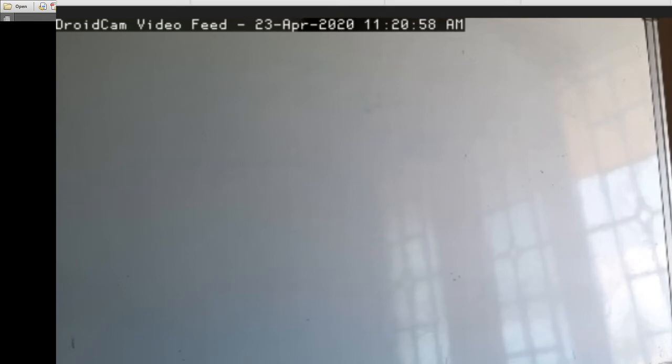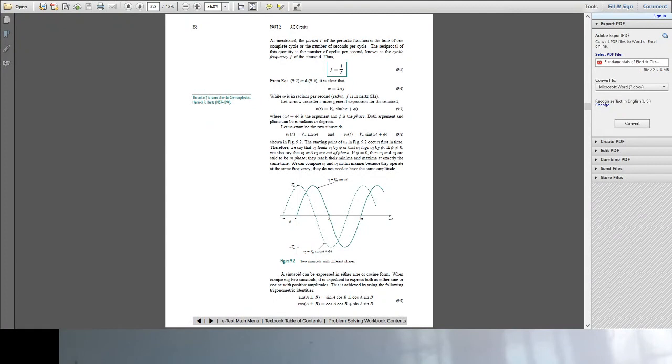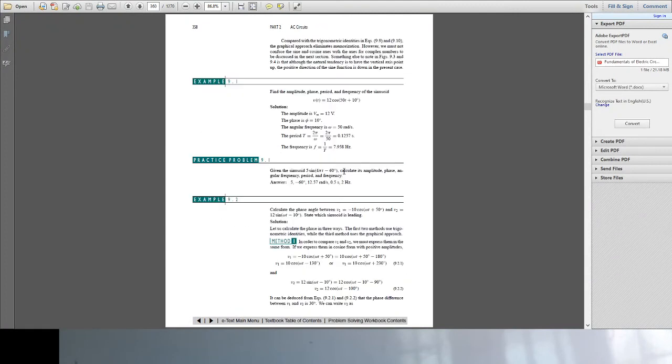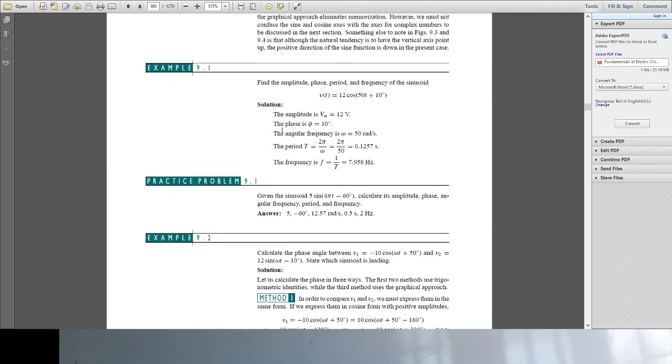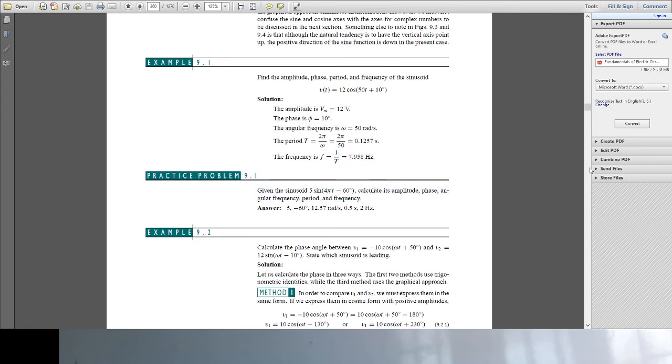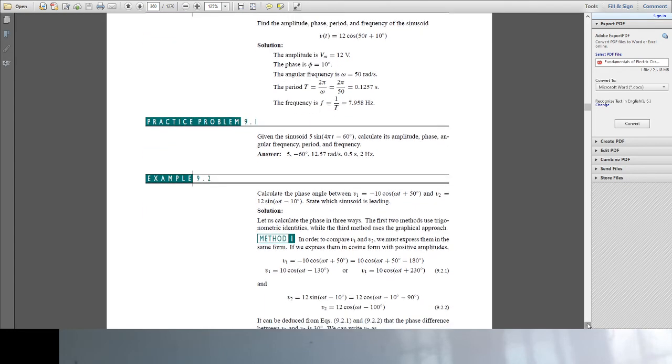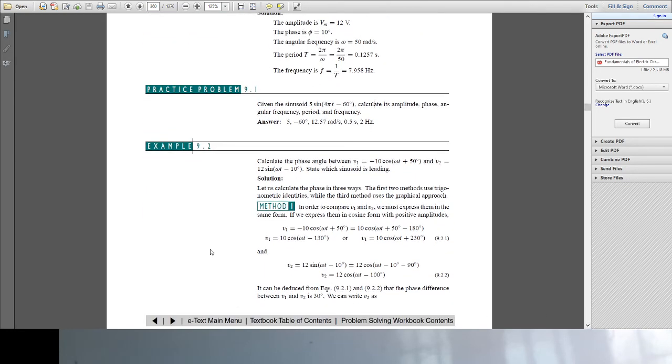Now take this problem, problem 9.2. Here you see the phase angle between V1 and V2, and which sinusoid is leading. V1 is minus 10 cos(omega t plus 50 degrees) and V2 is 12 sin(omega t minus 10 degrees). So there are three methods here.